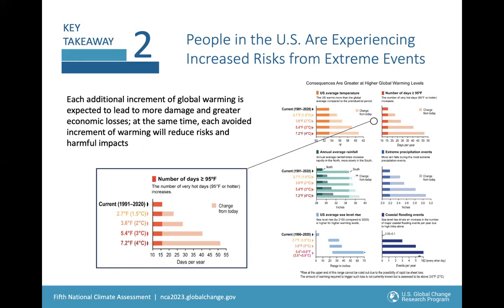So every degree and every fraction of a degree of additional warming brings more severe climate impacts to the US and greater economic losses. But the flip side of that coin is true as well, meaning that every degree or every tenth of a degree of warming that the world avoids matters for reducing these risks to the US. Next slide, please.